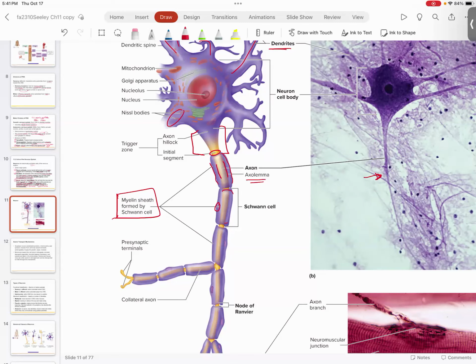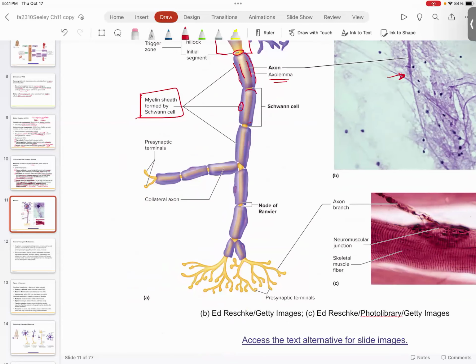And then it keeps going down until you get to your presynaptic terminals, where you have lots of these little branches called telodendria. And these are those little feet that will attach to muscles, muscle fiber bundles. Now, a lot of times you also have a little offshoot of the axon. This is what's referred to as a collateral axon. So this helps you to further connect to different neighboring neurons to coordinate your response.